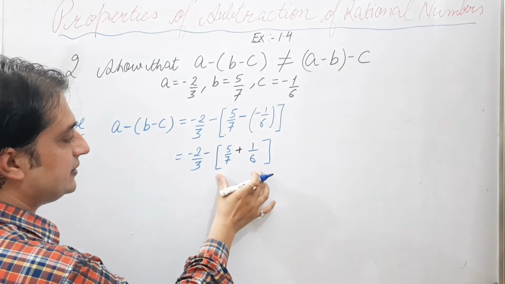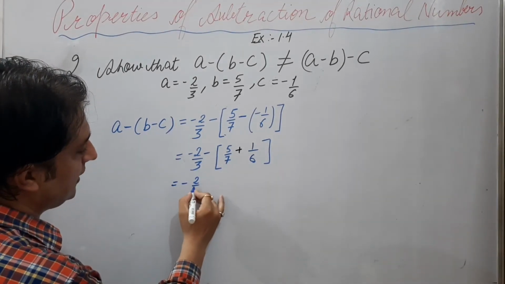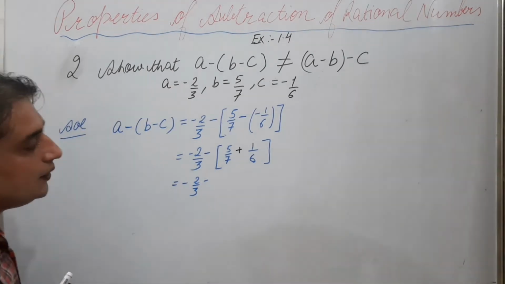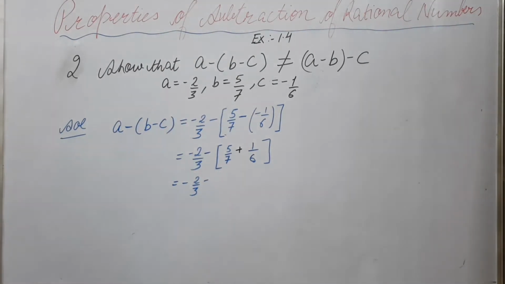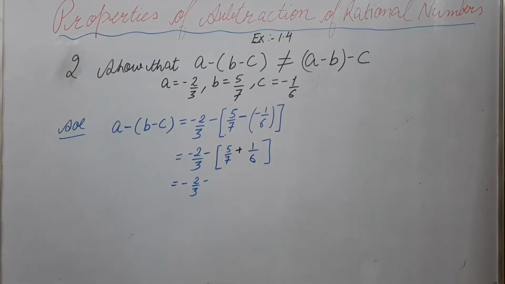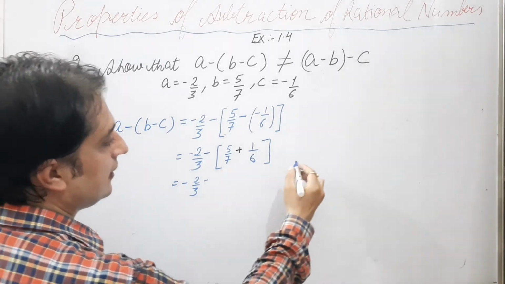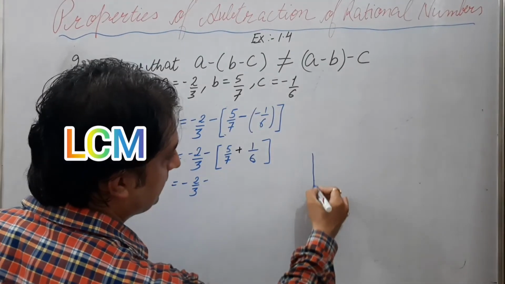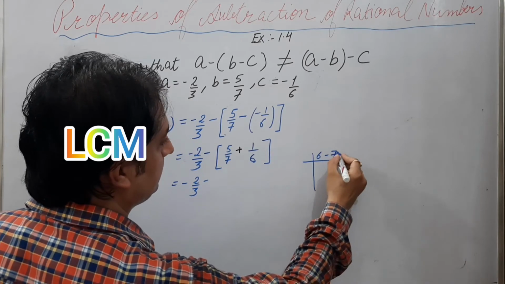Firstly, we will solve this square bracket. So minus 2 upon 3 as it is. How to solve this? With the help of LCM. Firstly, take the LCM of the denominators. Here I will take the LCM. You have to show this LCM also in the exam.